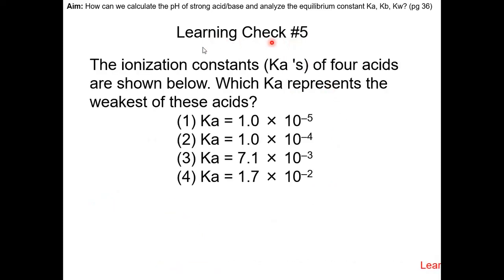Learning check number 5. The ionization constants Ka of all 4 acids are shown below. Which Ka represents the weakest of these acids? Pause the video. Resume completed. You're looking for the smallest Ka value, which is choice 1.